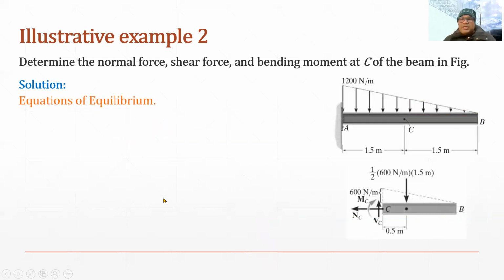So now we will use the equation of equilibrium to find out the value of NC, VC and MC. But before that, we will see the sign convention, because in the previous example, we calculated the internal forces by taking the left hand side portion of the beam. But here in the second example, we have taken the right hand side portion of the beam. So in the right hand side portion, what changes will be there in the sign convention? That I will show you on the sign convention page.